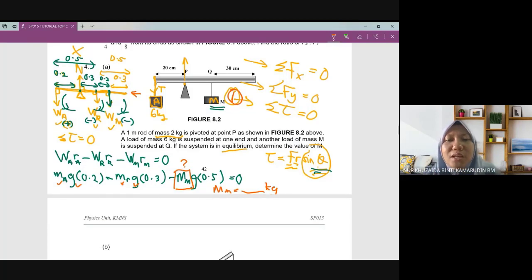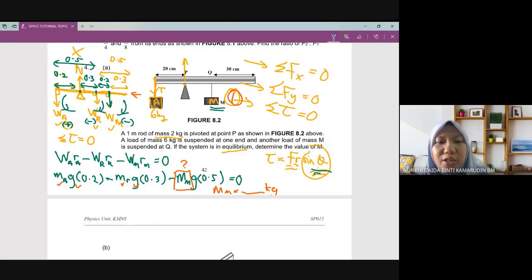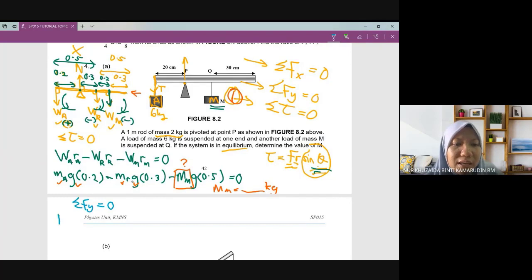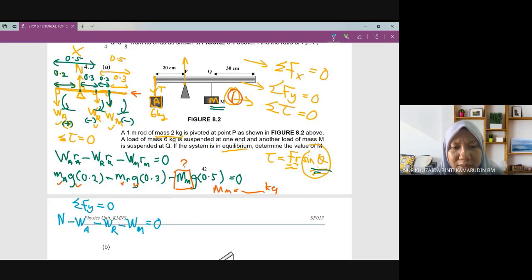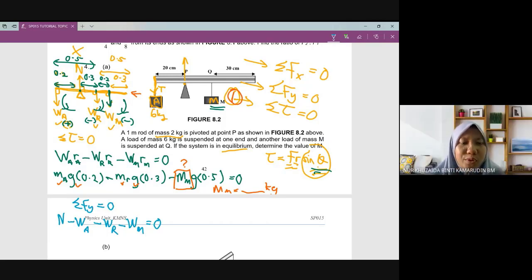It means that okay, apa yang saya cuba sampaikan adalah sekiranya tak cukup maklumat, what you can do, you boleh buat summation of Fy equals to 0. So what you have in Y component adalah N minus with WA minus with WR minus with WM equals to 0. Okay, faham tak kenapa saya buat this equation? Boleh keluar this equation? Ada yang tak jelas tak? Sebab semua ke bawah ke yang W tu. Yes, very good. Betul.